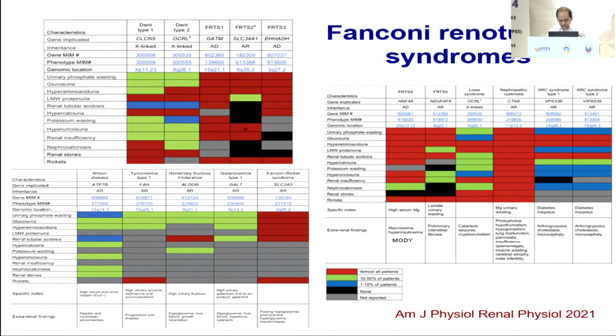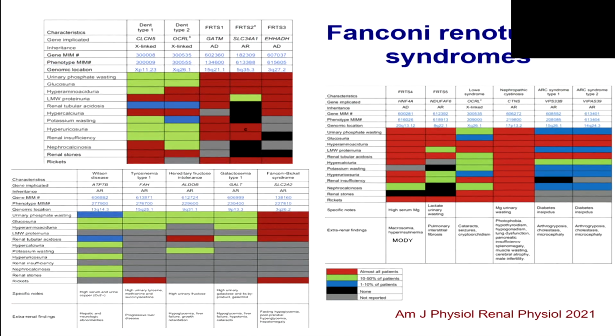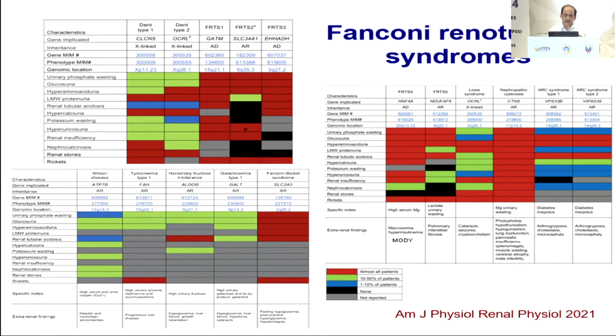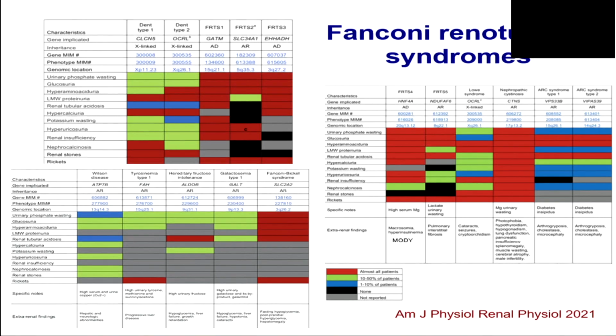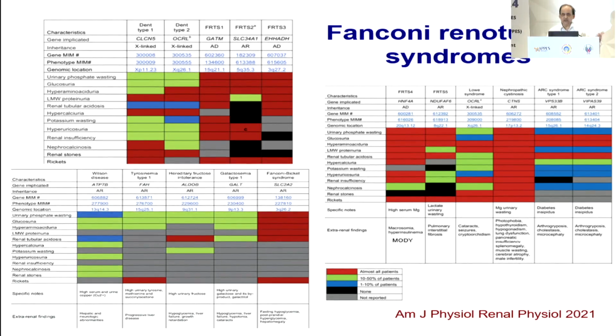And this is another paper, talking about Fanconi renal tubular syndromes, where you would really have to rely on genetics to be able to define a precise disorder. They would have a lot of common overlap, with aminoaciduria, low molecular weight proteinuria, phosphaturia, glucosuria, potassium losses, urine sodium losses. So you do need to do genetics to be able to figure out what the underlying cause is.